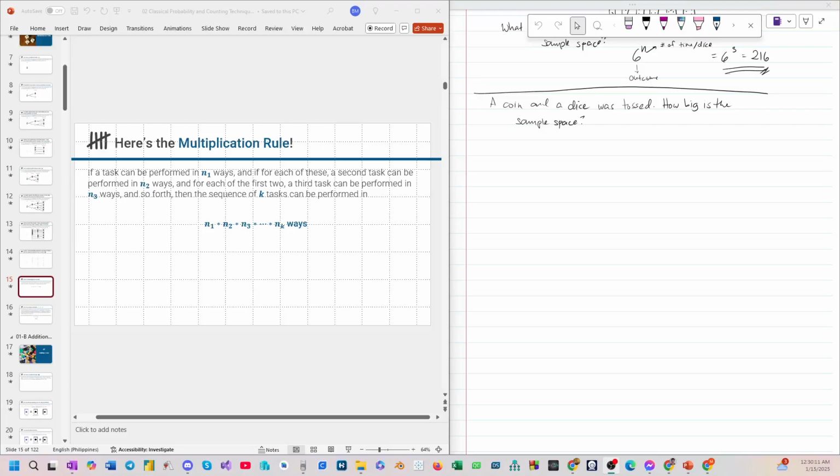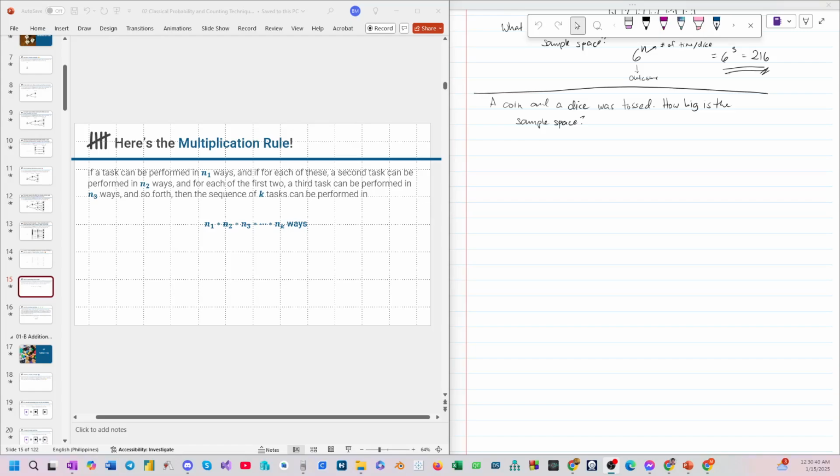Okay, so again, we have a left problem. Based on sa nakaraan, we have a coin and a dice that was tossed. How big is the sample space? For us to solve that, it's actually quite easy in a sense, kasi alam na natin yung gagawin.